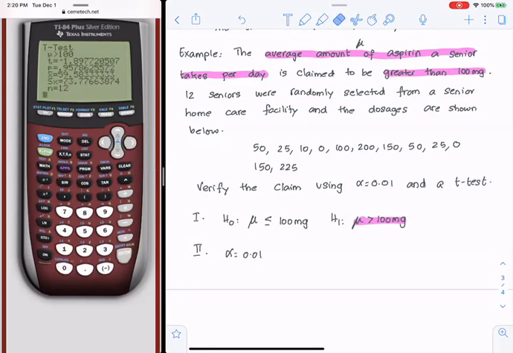And that's what we get. The test statistic is negative 1.89. The p-value is 0.95786. Let's check the data again. So 50, 25, 10, 0, 100, and 200. Okay, 150, 50, 25, 0, 150, 225. Okay.